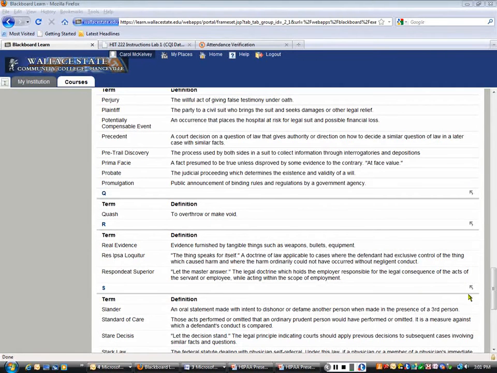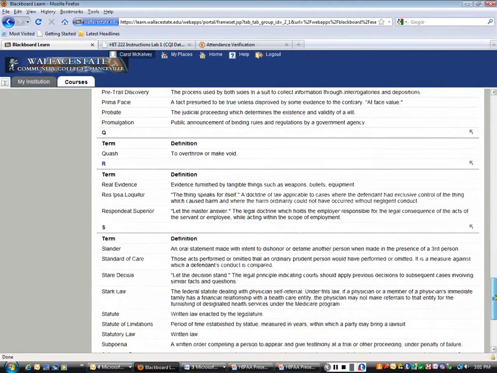All right, slander. We talked about that. An oral statement made with the intent to dishonor or defame a person when made in the presence of a third person. And so slander is the oral form of defamation.